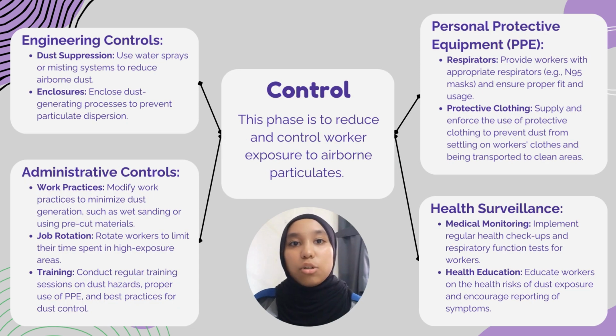The last one is control. For control, this phase is to reduce and control worker exposure to airborne particulates. So there are 4 controls that we can use. The first one is engineering controls, then administrative controls, PPE and health surveillance.